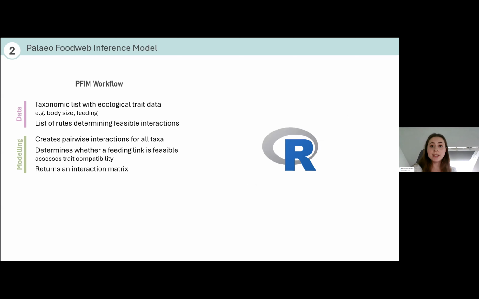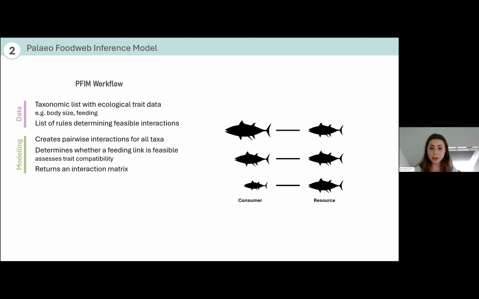So once you have this data, all of the modeling is performed in R. And what the model does first is it creates pairwise interactions between all of the taxa in the community. And it will then go through each of the different traits to determine whether or not a feeding link is feasible. So for example, if your trait is body size and your rule is what I just said, so a consumer can only feed on a resource if it's the same size or smaller than itself. In this case, only the top 2 consumers can feed on this resource.